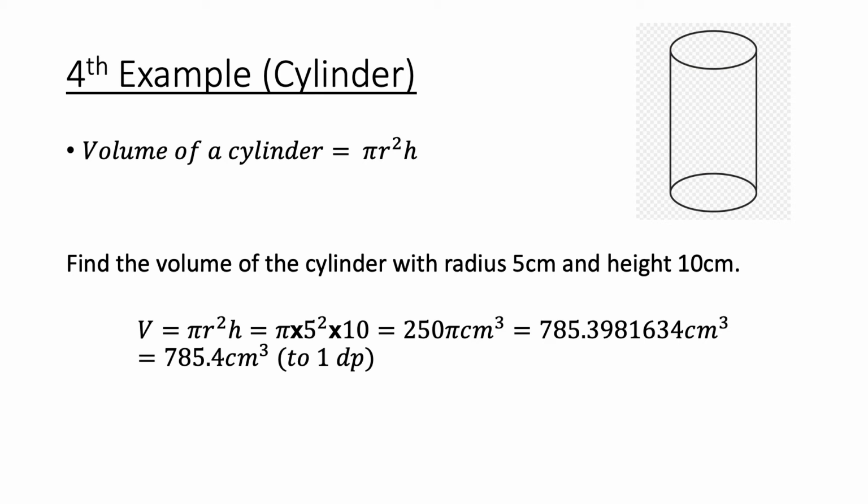Find the volume of the cylinder with radius 5 centimeters and the height of 10. Okay, so r is 5, h is 10, so V is equal to pi times 5 squared times 10, which is, 5 squared is 25, times 10 is 250, times pi, centimeters cubed, which is equal to 785.3981411634 centimeters cubed, which I've rounded to one decimal place, 785.4 centimeters cubed. Okay, so that is how to work out the volume of a cylinder.